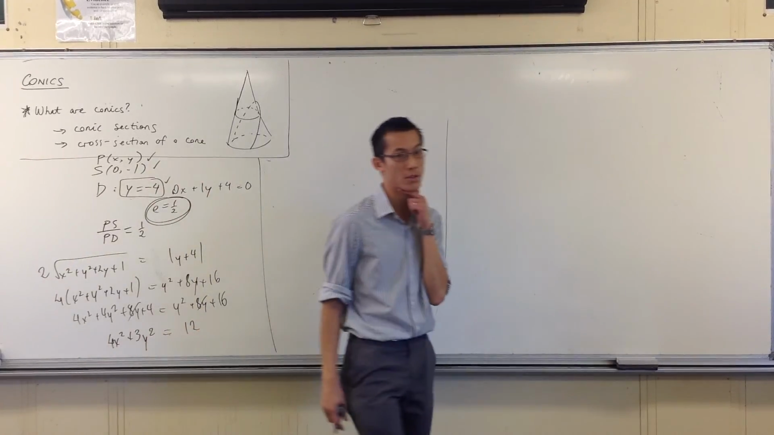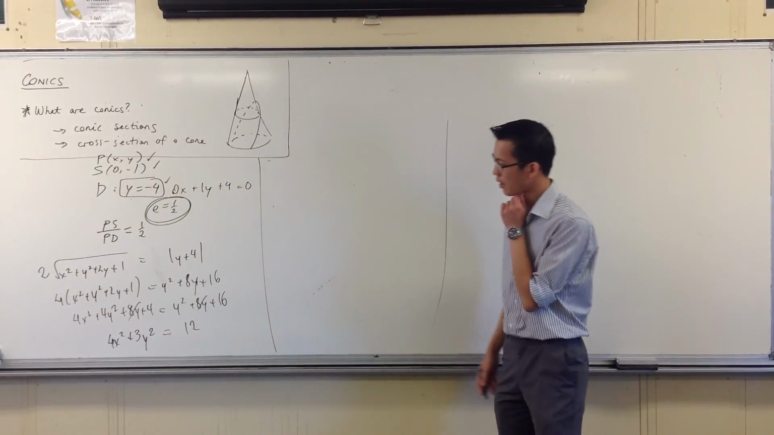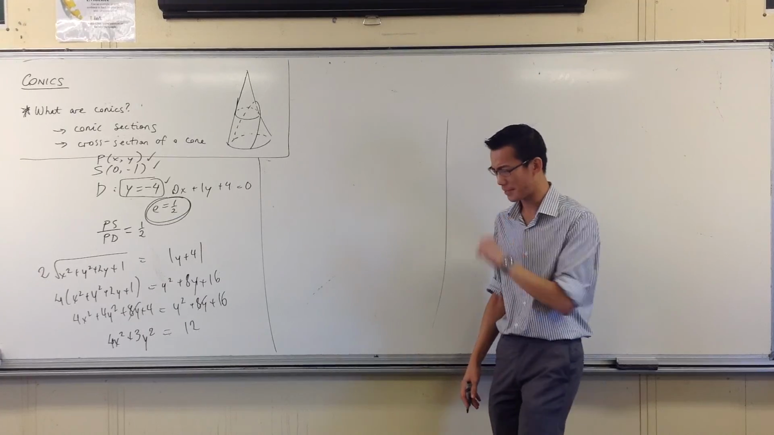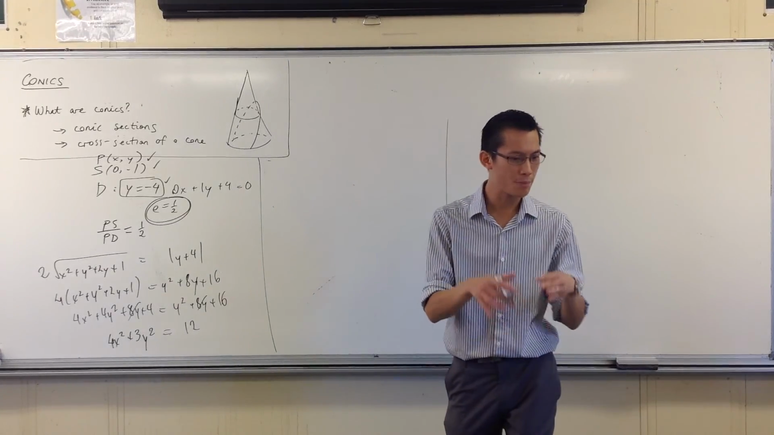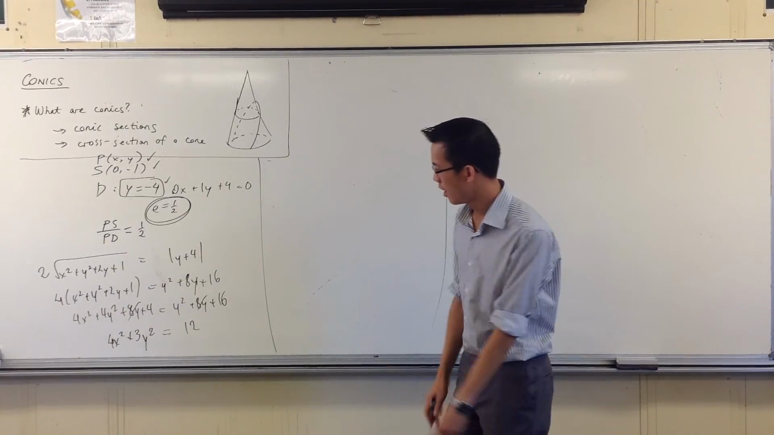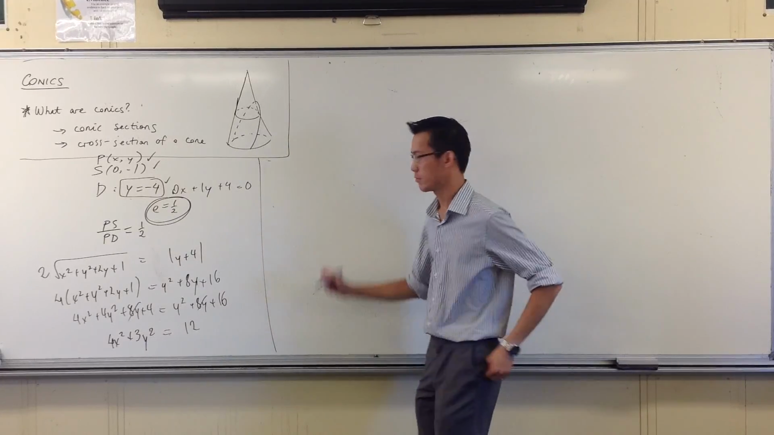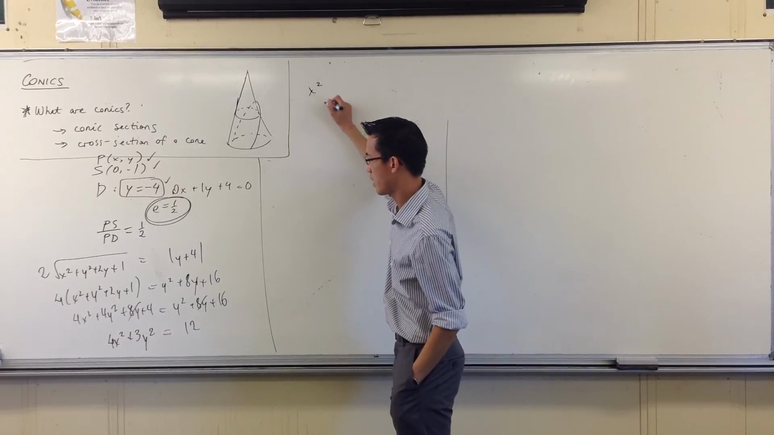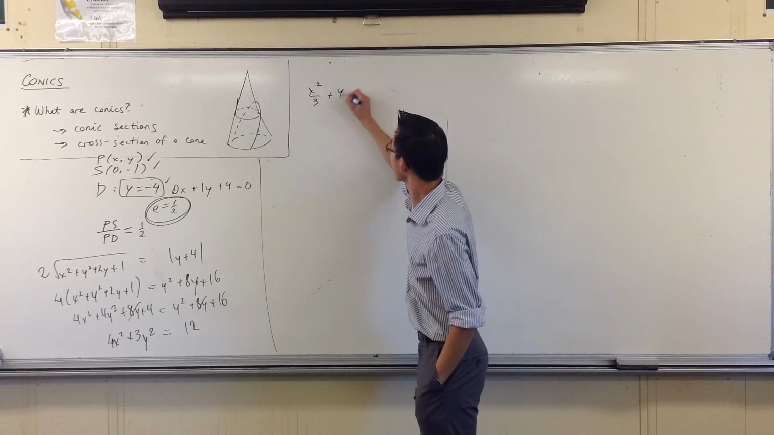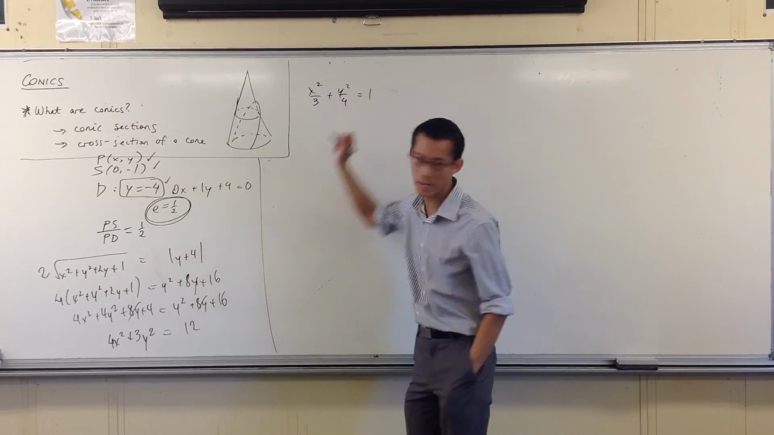A lot of you probably have stopped there, and that's fine. However, if you have just stopped there, I'd like you to write one extra line, which is to divide everything through by 12. So this is what I'm going to get: x squared on 3, y squared on 4 equals 1.